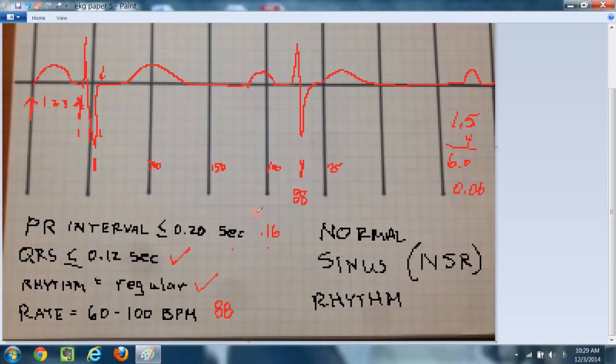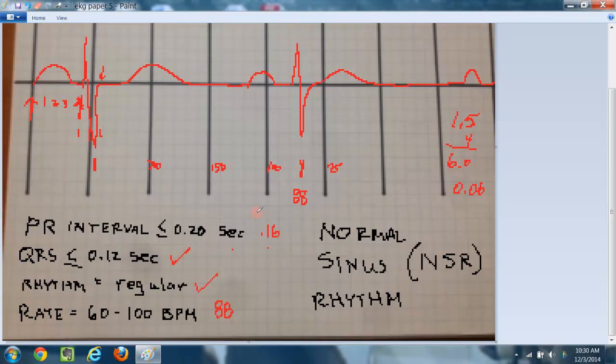If it takes longer than that, the electricity is being delayed. That's going to decrease cardiac output, and we may see signs and symptoms in our patient. Same thing with the QRS. From the time it leaves the AV node until it has completed its journey through the ventricles, causing contraction, should be less than 0.12 seconds. Anything longer than this means that there is some sort of blockage, blocking the electricity, therefore blocking the contraction, therefore decreasing cardiac output, and we may see signs in our patient.